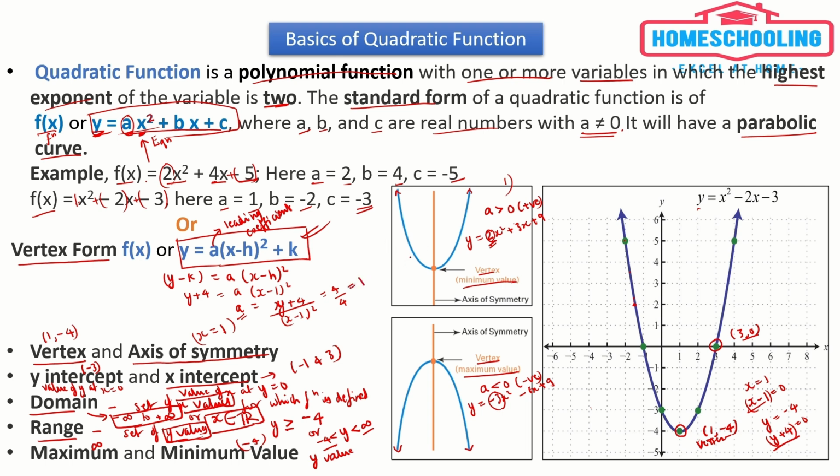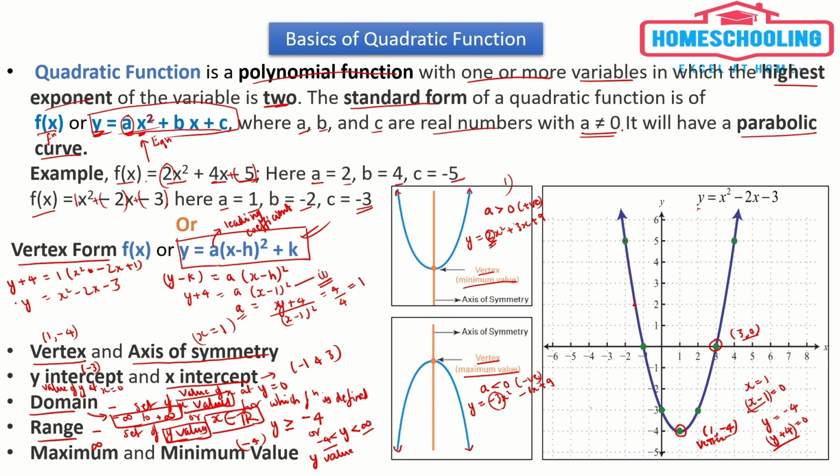Now we will put this value of a in equation number 1. So y plus 4 is equal to 1 times (x minus 1) whole square, and a is 1. (x minus 1) whole square is x square minus 2x plus 1. So y is equal to x square minus 2x, and we'll take plus 4 on that side. So 1 minus 4 would be negative 3.